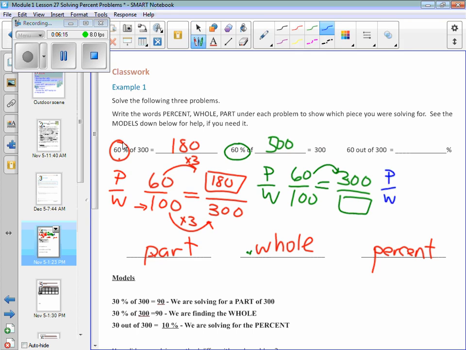P over W. We don't have a freebie, unfortunately. So we're going to have to take what they do give us and figure out which is part and which is whole. Think about it. 60 out of 300. Lily, 60 out of 300. That's 60. Part or whole? Part goes on top. Out of how much, Lil? That's my whole.